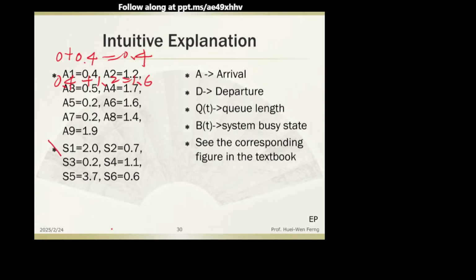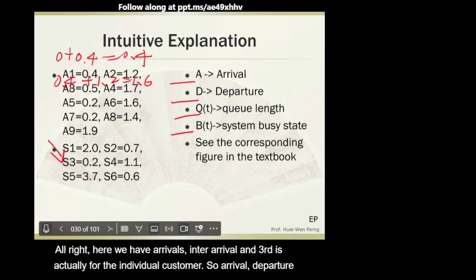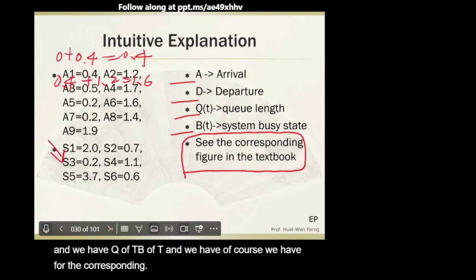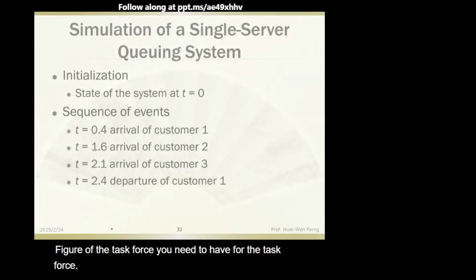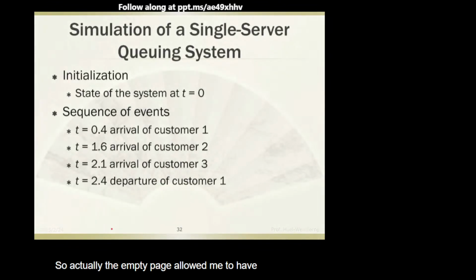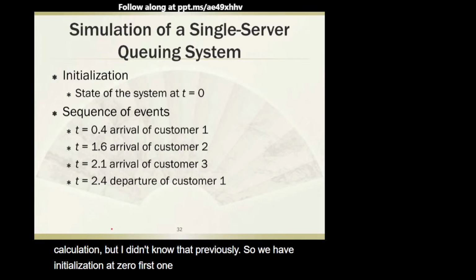And service actually for the individual customer. So arrival, departure, and we have Q of t, B of t, and of course we have the corresponding figure of the task book. You need to have the task book. Actually, the empty page allows me to do the calculation, but I didn't know that previously. So we have initialization at 0. First one, and the second arrival should be 1.6.